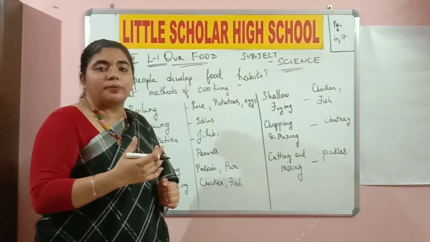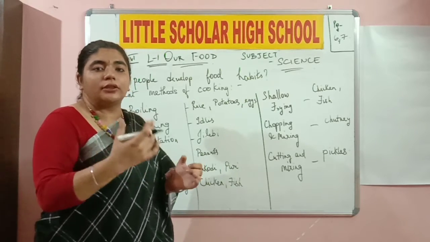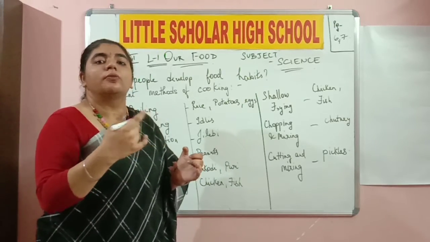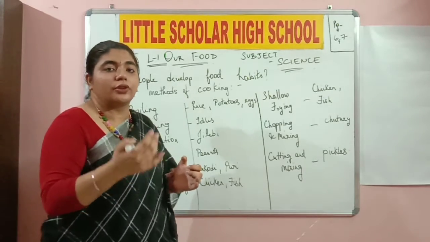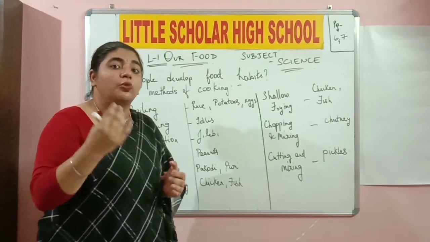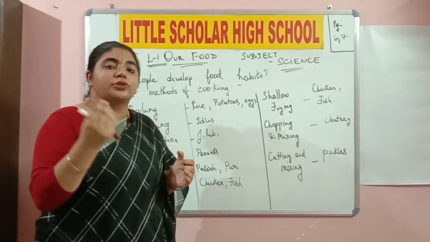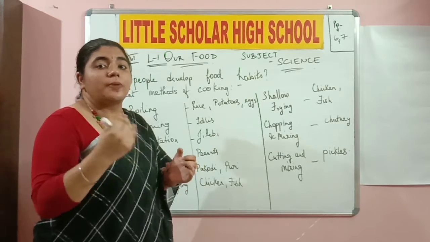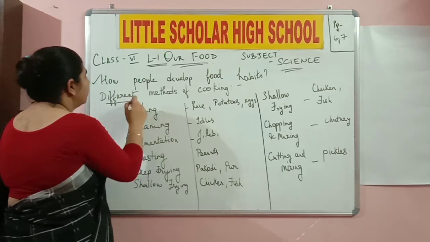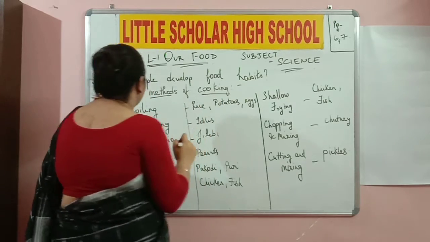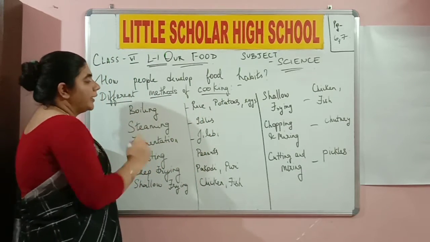Like in the northeastern part, more people eat noodles and boiled rice, so they have a different kind of cuisine over there. Here also people eat more idlis and dosas, which is a very good breakfast and very healthy also. So now we are going to mention different methods of cooking. The first one here is boiling.